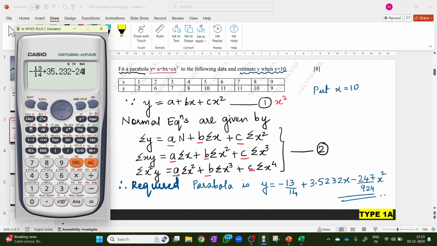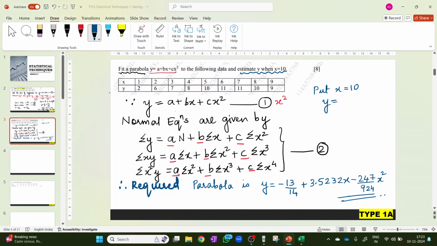Negative 24700 because I'm multiplying by 100, divided by 924. So the answer is 7.5718. That's the value of y. Now you can just observe, this is just something which may help you, not always. When x is 10, this is what we're trying to do. We're trying to predict the value of y.